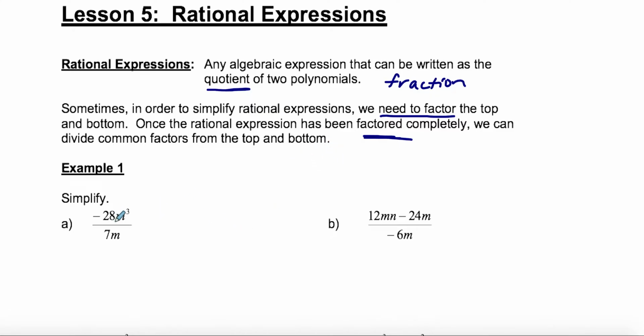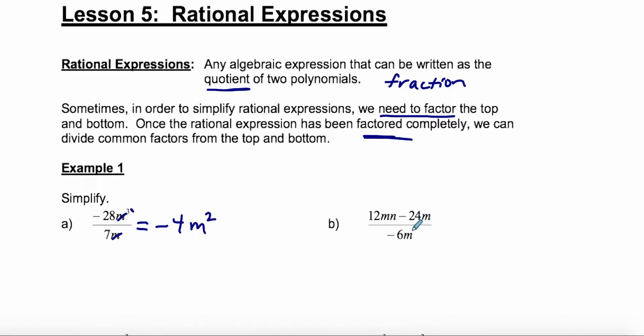So this first one doesn't have any factoring really, but I know that I can divide my coefficients. Negative 28 divided by 7 is negative 4. And then if I divide the m's, if I had 3 in the numerator and 1 in the denominator, this one would cancel and I'd be left with just 2. So I have m squared. So that would just be my answer.